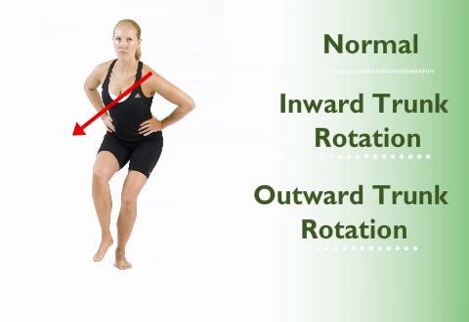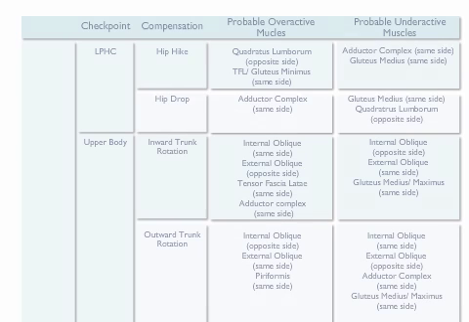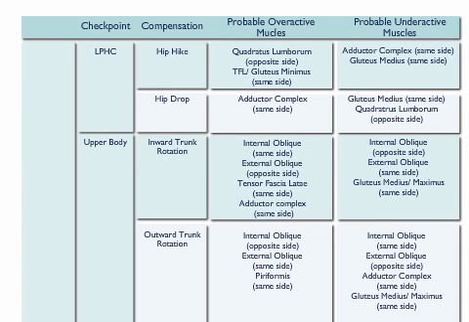considered outward trunk rotation. As with the previous compensations, make sure to review the table in your textbook to view probable overactive and underactive muscles that may be contributing to these compensations. This will again provide you some guidance as to which muscles will need to be stretched and which muscles will need to be strengthened during a client's corrective exercise program.